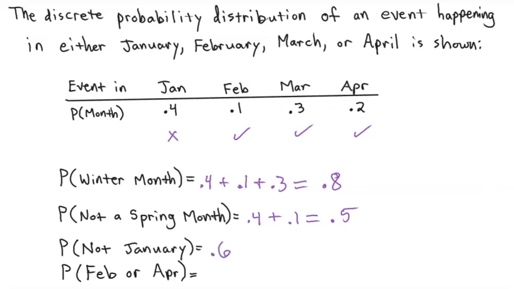Last one is the probability that it will be either February or April. So we're definitely going to include February. We're going to definitely include April, but we are not going to include January. We're not going to include March. We're only going to include February or April, so that's 0.1 plus 0.2, and therefore the probability is 0.3. And so these are just some simple introductory examples of how we can answer probability problems.